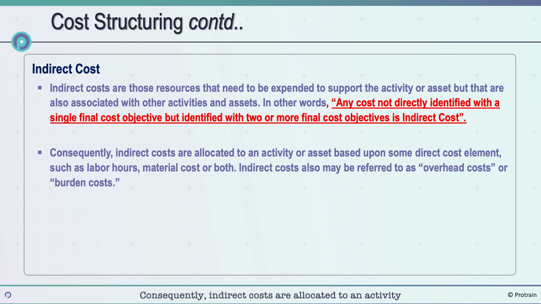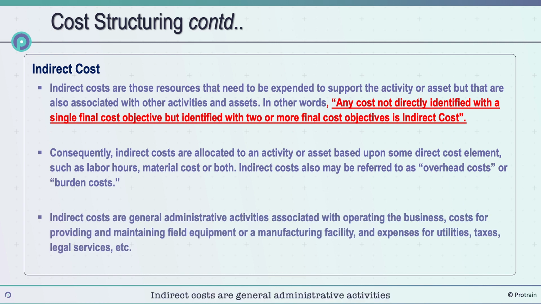Consequently, indirect costs are allocated to an activity or asset based upon some direct cost element, such as labor hours, material cost, or both. Indirect costs also may be referred to as overhead costs or burden costs. Indirect costs are general administrative activities associated with operating the business, costs for providing and maintaining field equipment or a manufacturing facility, and expenses for utilities, taxes, legal services, etc.